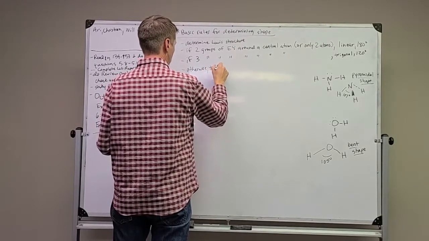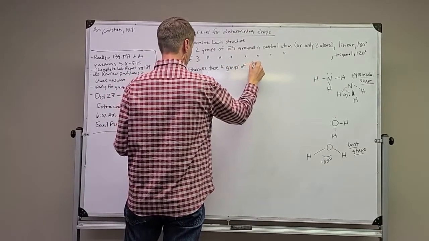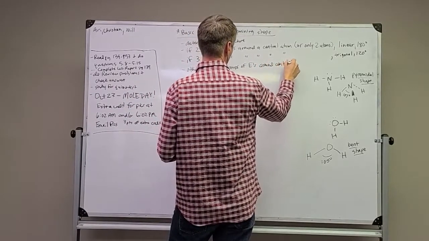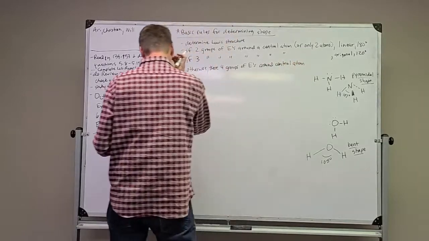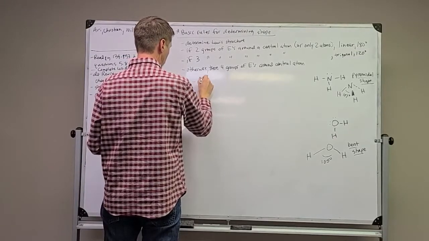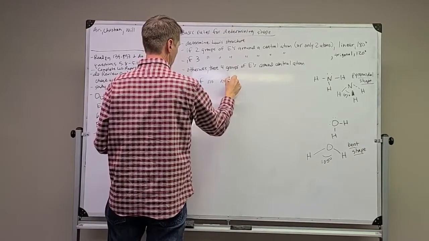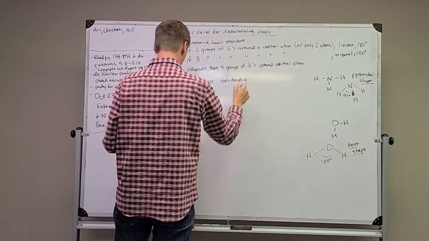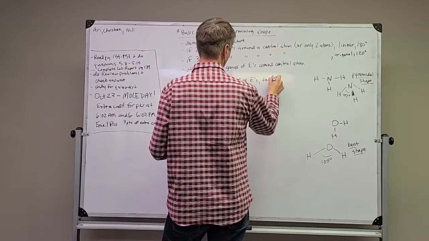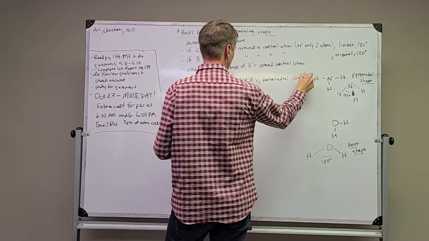Otherwise, there are four groups of electrons around the central atom. That's our other option. And we've got three shapes that fall in that category. So if no non-bonding electrons, then our shape is tetrahedral and 109.5 degrees.